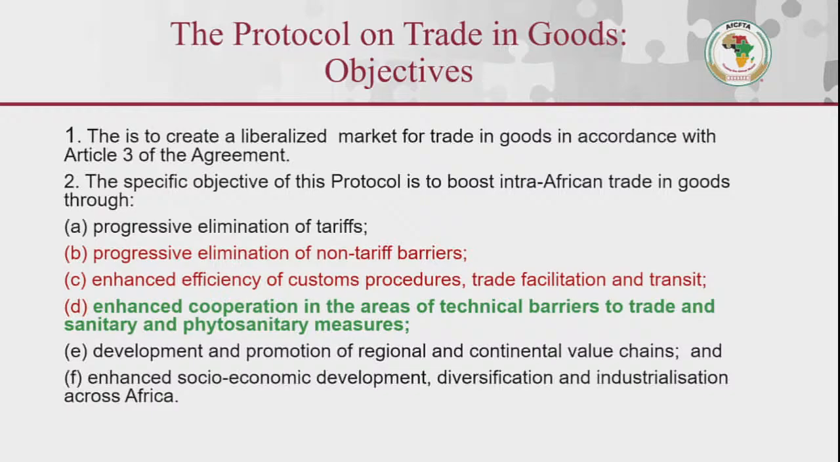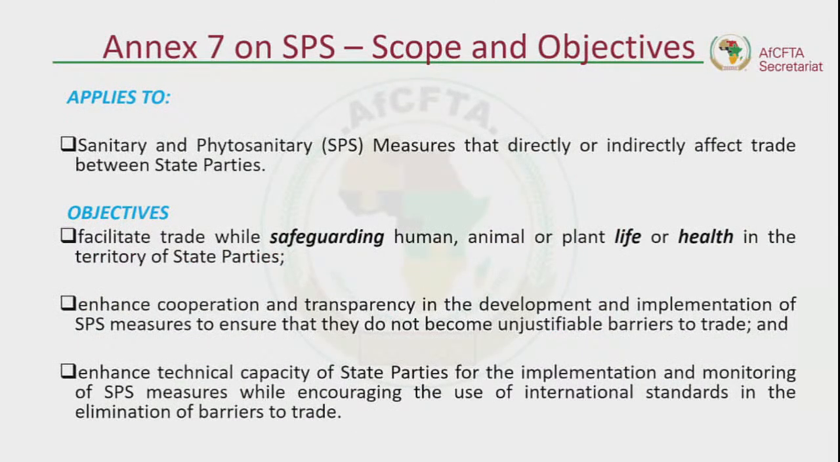You remember I talked about the negotiations and the phases in which the different protocols were endorsed. The annex applies to SPS measures that directly or indirectly affect trade among state parties. And the objectives are three-pronged: facilitate trade, enhance cooperation and transparency in the development and implementation of SPS measures, to ensure that they don't become a problem in the process of trading.